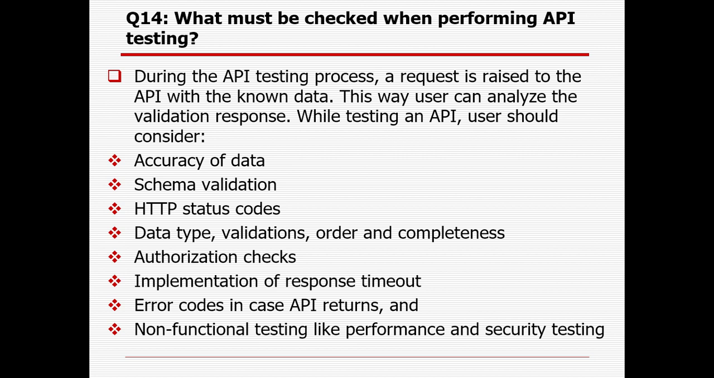What must be checked when performing API testing? During the API testing process, a request is raised to the API with known data. This way, the user can analyze the validation response. While testing an API, the user should consider the accuracy of data, schema validation, HTTP status code, data type validation, order and completeness, authorization check, implementation of response timeout, error code in case the API returns one, and non-functional testing like performance and security testing.